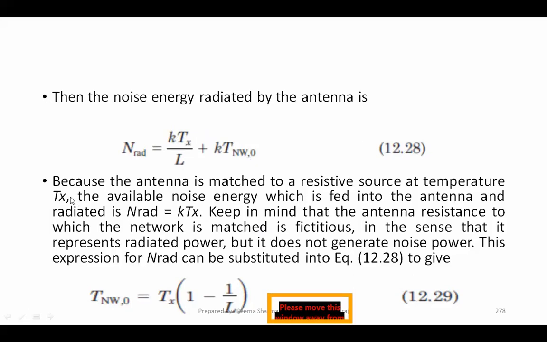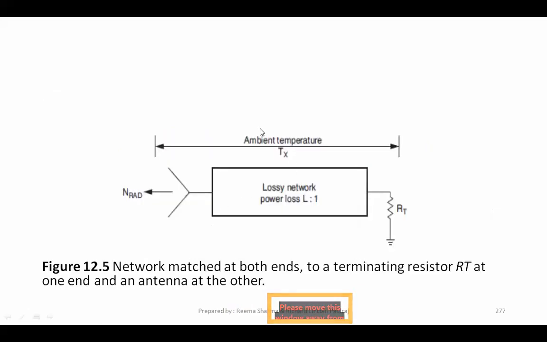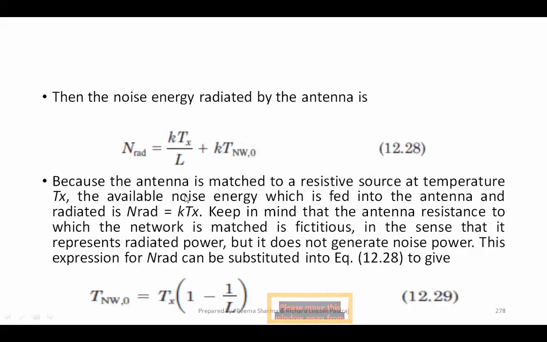Right. So Tx we are very much aware of, which is because of the ambient temperature. The available noise energy which is spread into the antenna and radiated is K times Tx. Keep in mind that the antenna resistance to which the network is matched is fictitious. Which means we are not very much sure as to how much we are going to match, but it all happens with a trial and error process. But it does not generate noise power.